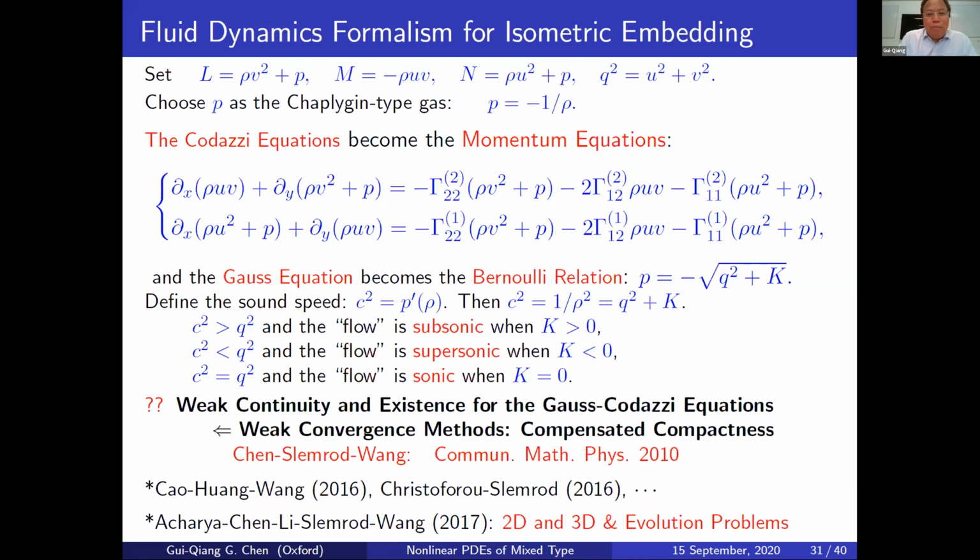Based on this observation, we formulated a framework for existence and weak continuity for the Gauss-Codazzi equations, using the weak convergence method, the compensated compactness method. I'll show you an idea now, together with the low dimension and the high dimension, especially one idea for that. So this is 2 dimensions into 3.